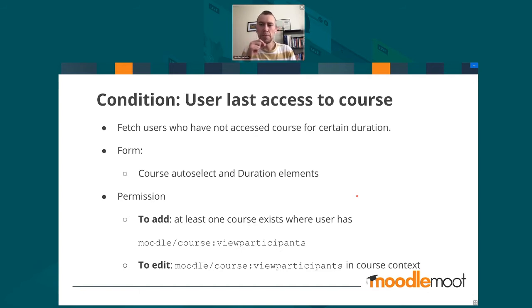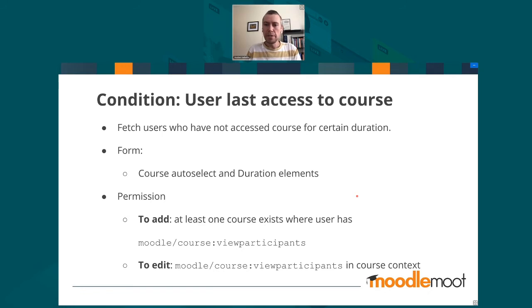In reality, you probably elaborate it more and add maybe a checkbox to select whether to include users who actually never accessed the course or not, or have an option like users who haven't accessed the course since a particular time rather than in a relative period like last 5 days or 10 days.